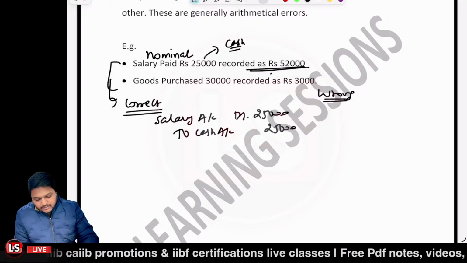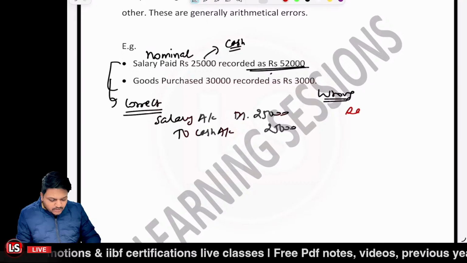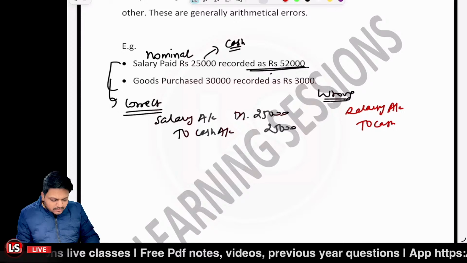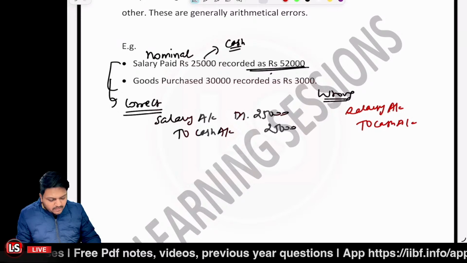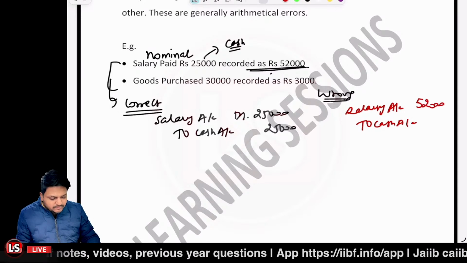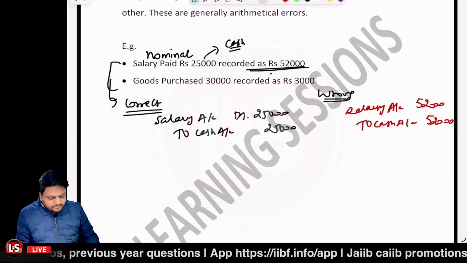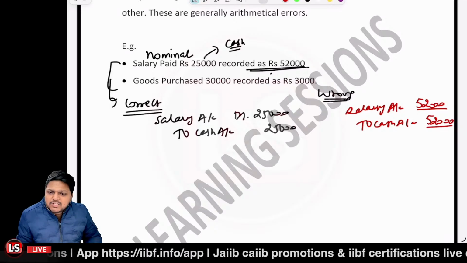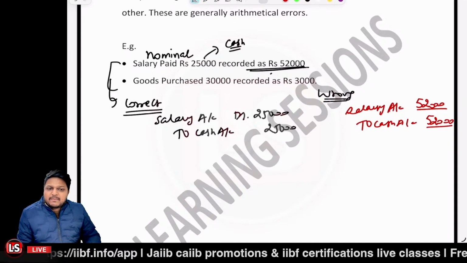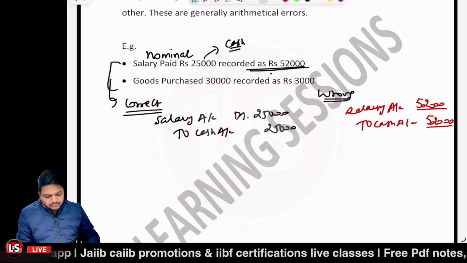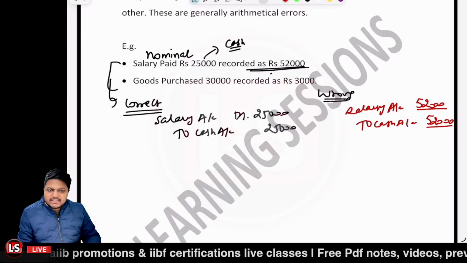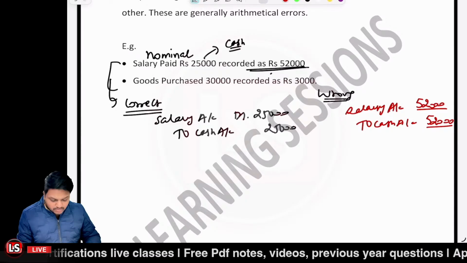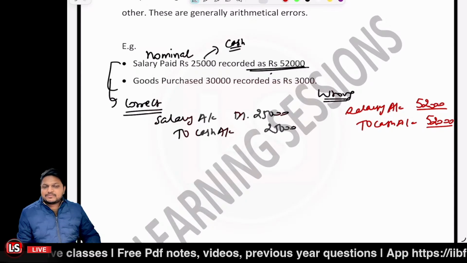But we did the wrong entry. And what entry was made? Both the accounts are involved, the salary account and cash account, but the entry was made amounting rupees 52,000. Now your salary account and the cash account, in books, are wrong by rupees 27,000 more. You have debited rupees 27,000 more in salary account and credited 27,000 rupees more in case of cash account.